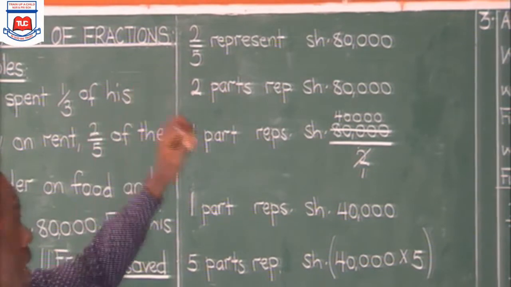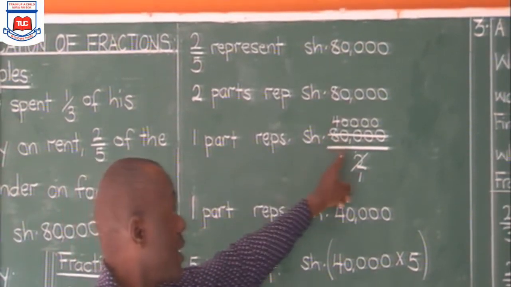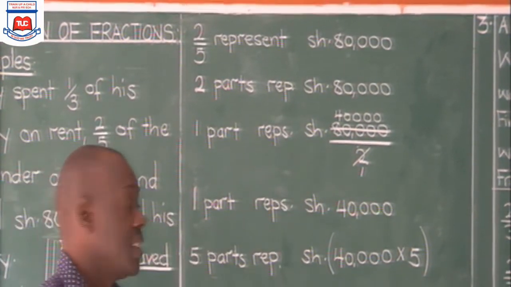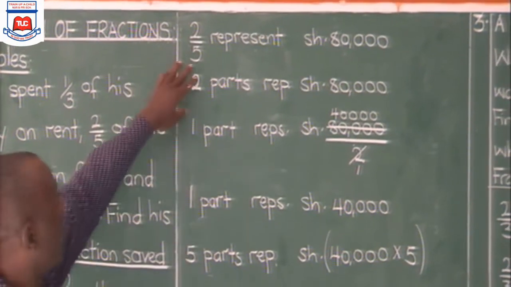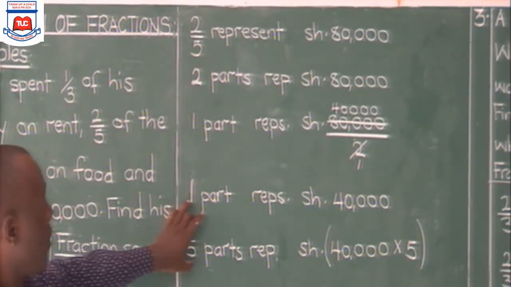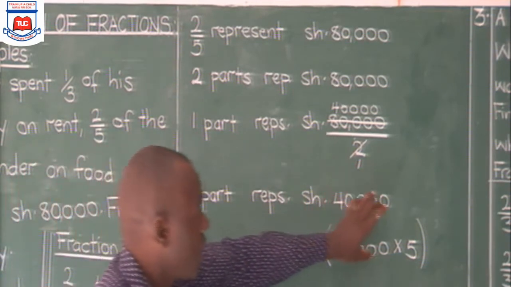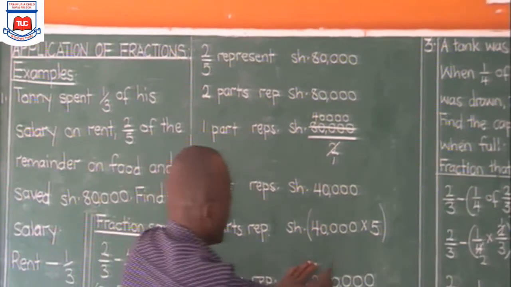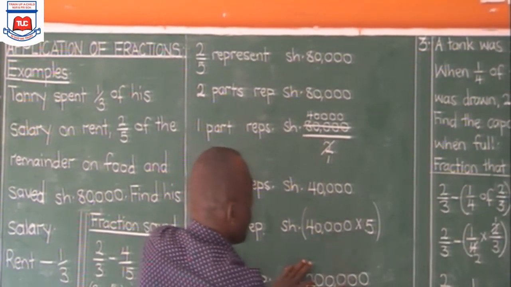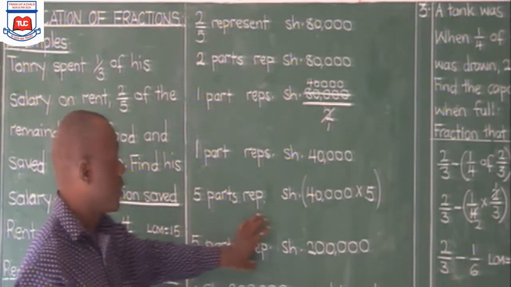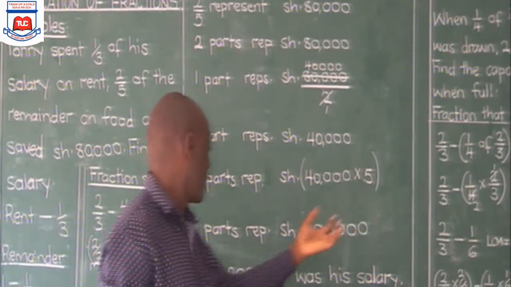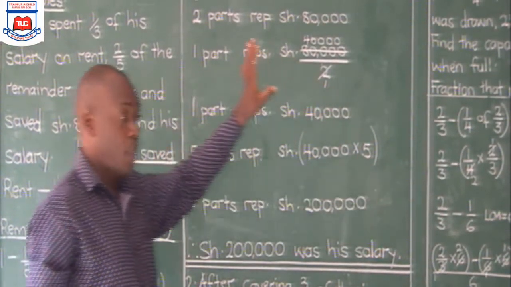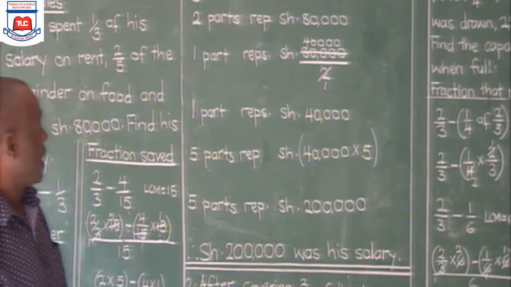What about a single part? 1 part represents 80,000 shillings divided by 2, which is 40,000 shillings. What about the total of 5 parts? 5 parts represent 40,000 shillings times 5, whereby 4 times 5 is 20, and then you add on 4 other zeros. So 5 parts represent 200,000 shillings. Therefore, 200,000 shillings was this man's salary. That's how we apply that.